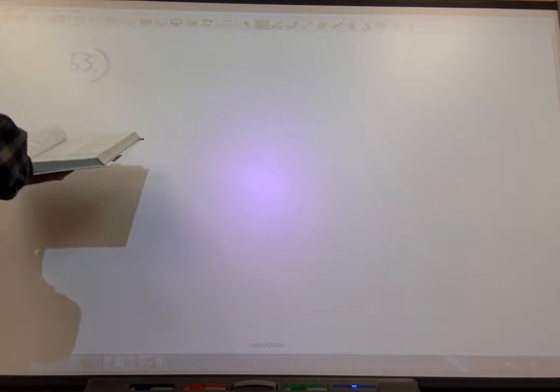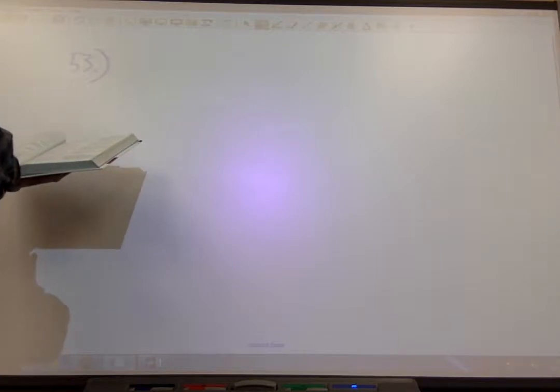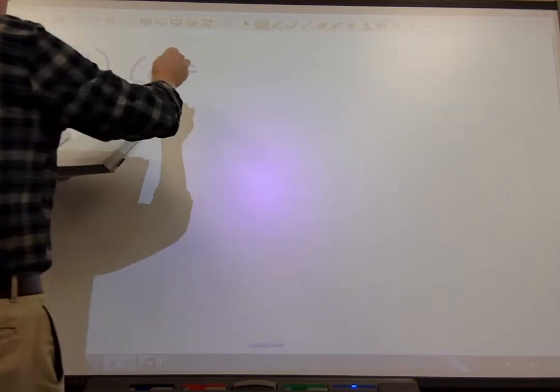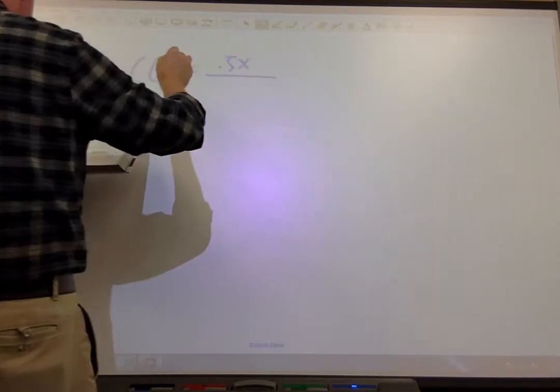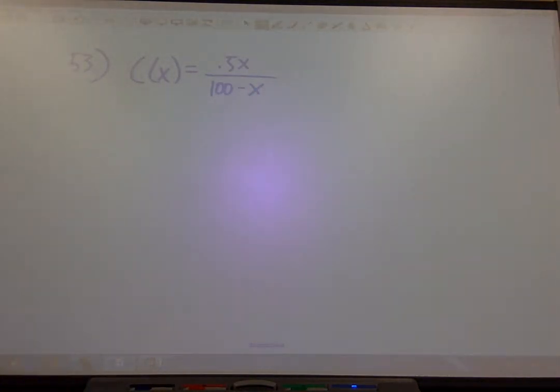It says the main reservoirs were recently found to be contaminated. A proposal submitted to the city indicates that the cost of removing x% of the toxic pollutant is given by this formula: 0.5x over 106 minus x. They want me to find the derivative and find it at 80, 90, 95, and 99% to see how much it would cost, or at least what the rate of change of cost would be. Let's do it.